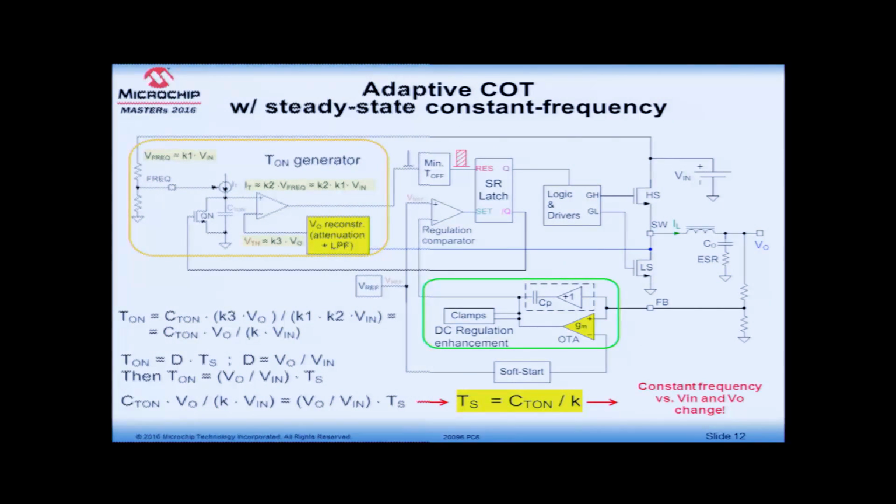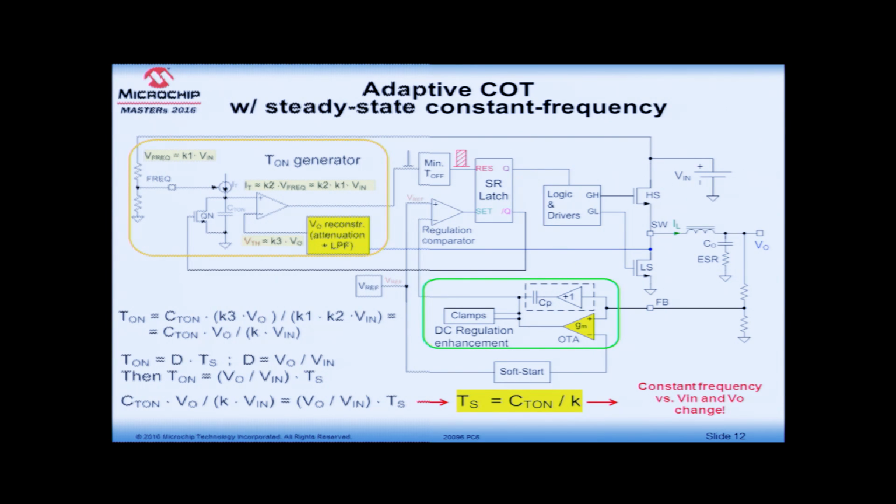That means the switching period is independent of the input voltage and output voltage. It depends on a capacitor and some constants. C T on is fairly constant, as it is an internal on-chip capacitor. So the switching period remains very constant in the adaptive COT architecture.